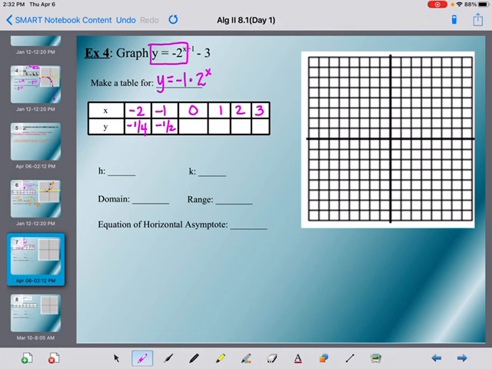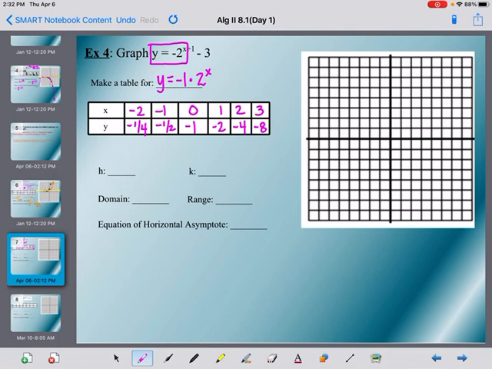When x is 0, 2 to the 0 power is 1. 1 times -1 is -1. When x is 1, 2 to the first power is 2. 2 times -1 is -2. When x is 2, 2 squared is 4. 4 times -1 is -4. And then when x is 3, 2 cubed is 8. 8 times -1 is -8.